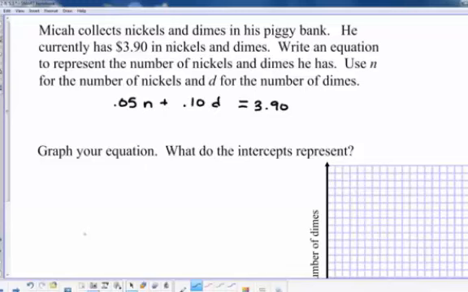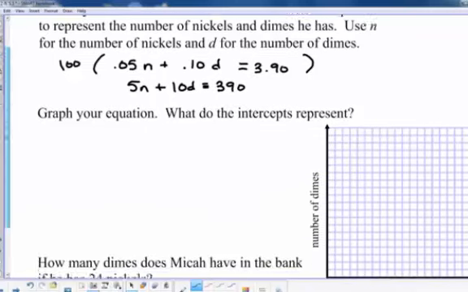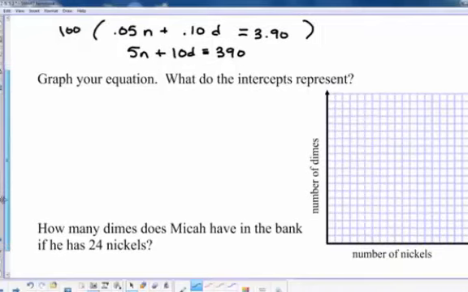Now again, we've got this whole decimal thing. So let's go ahead and get rid of the decimals by multiplying by 100, kind of like a fraction. So if we do that, we're going to get 5n plus 10d equals 390. So if we graph our equation, the easiest way to graph something that we know is linear is to get the x-intercept and the y-intercept.